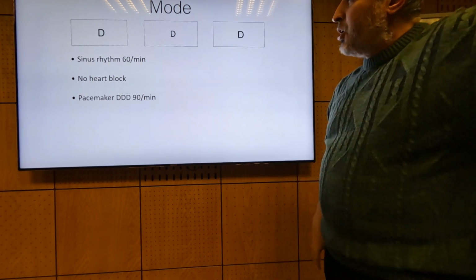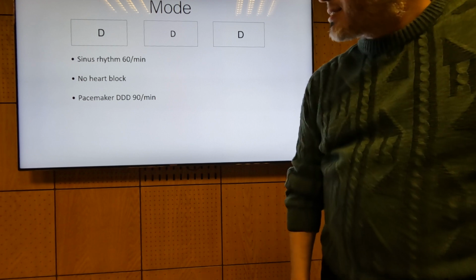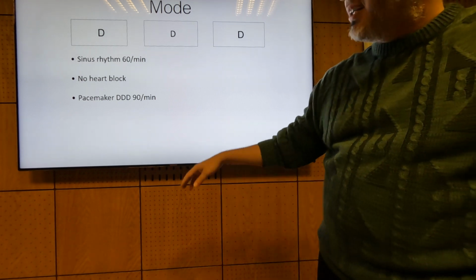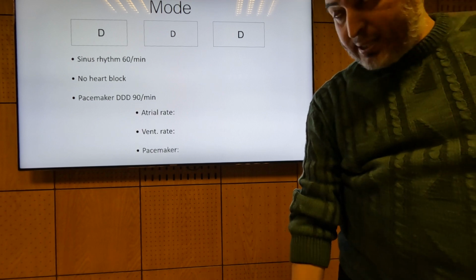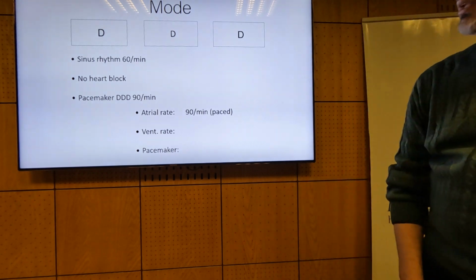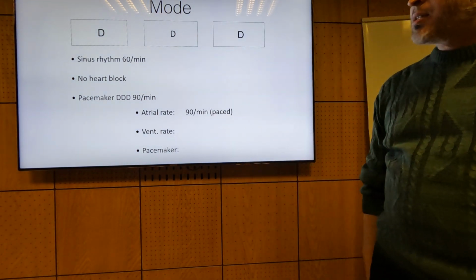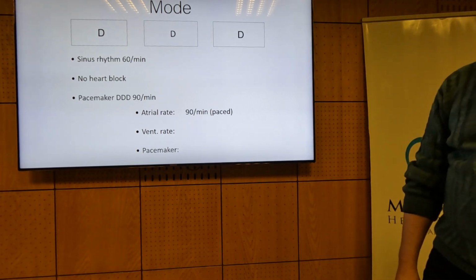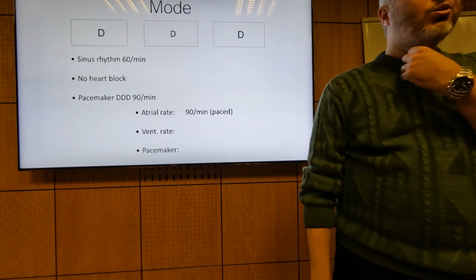Sinus 60, no heart block, DDD 90. What's the sinus rate? What's the atrial rate? Which is pacing. Okay, we're quicker than the atrial rate, the sinus rate. So 90 paced. What's the ventricular rate? 90, which is conducted or pacing?